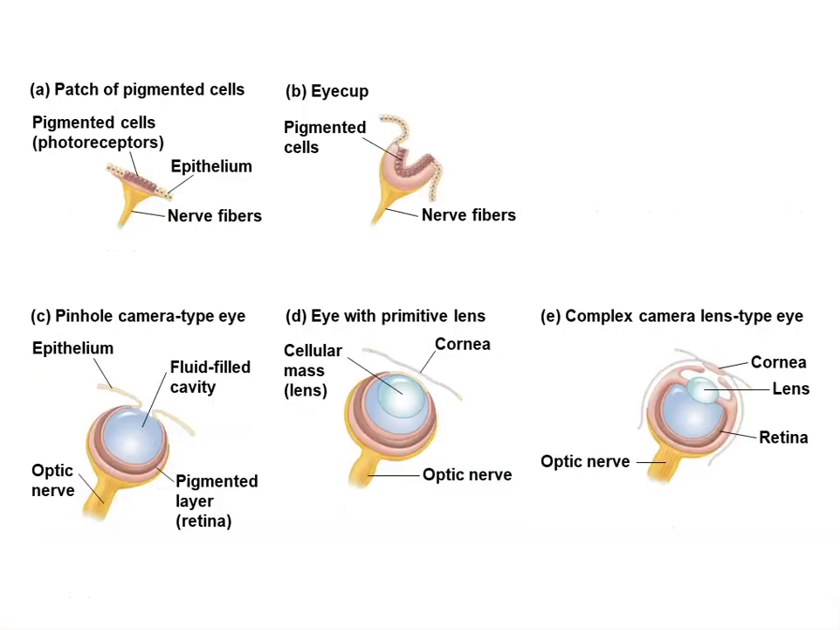So here you have your eye cells, and then over time, as these eyes evolve, you've got your primitive eyes there. So the first one, you've got the patch of pigmented cells, then you've got the eye cup. You've got them kind of set up in that circular environment. Then you have the camera type eye with the pinhole. We have the primitive lens. That's the first time we start talking about the lens. And then we have the complex camera lens type eye.